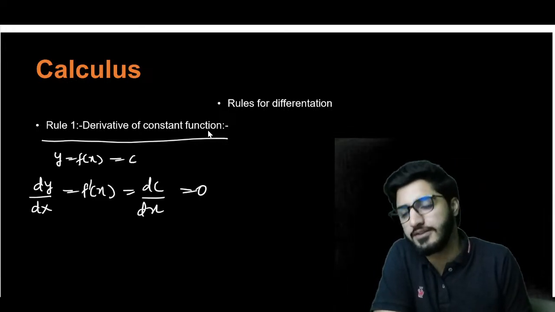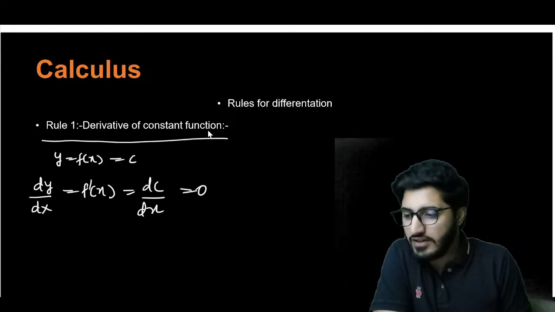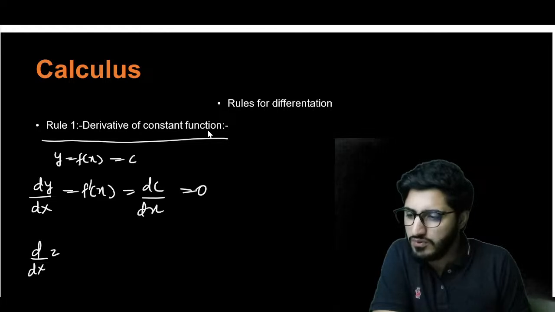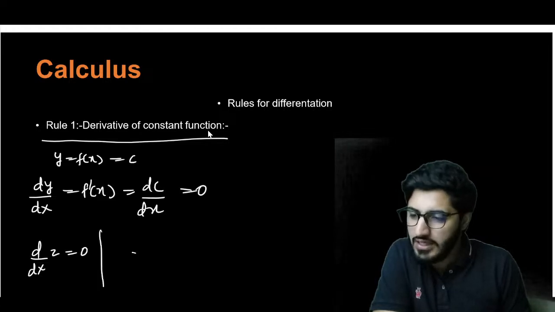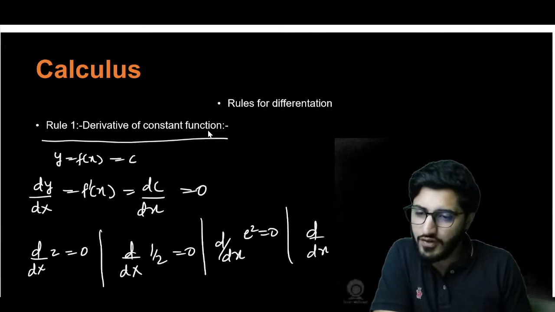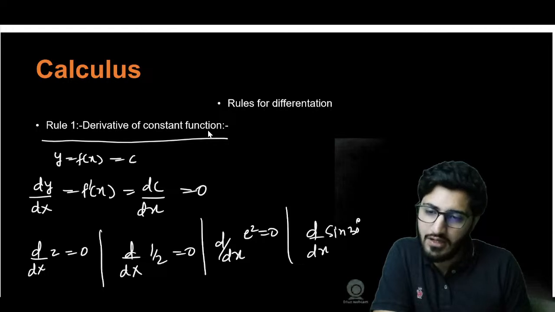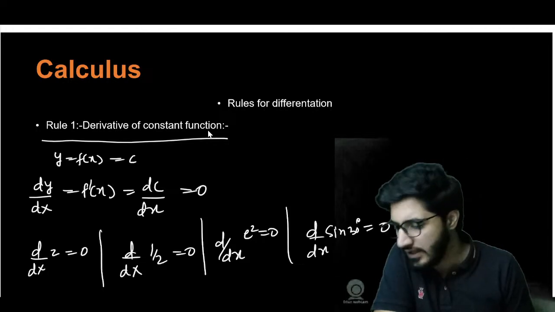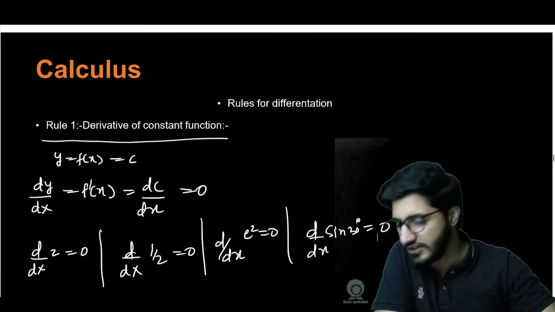Let's suppose we have 2. So d by dx of 2 gives 0. d by dx of 1 by 2 gives 0. If we differentiate e to the power 2, you will get 0. If we differentiate sine 30 degree, that is 1 by 2, you will get 0. So the differentiation of any constant function is 0.